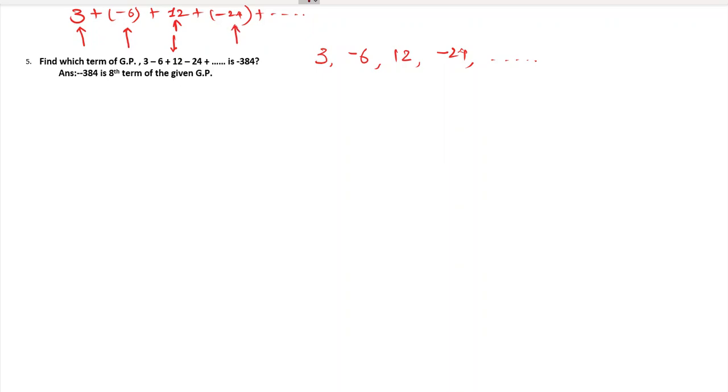3, minus 6, then 12, then minus 24, and so on. So find which term of the GP is minus 384. Let's first write what is the common ratio and the first term. First term is 3. Common ratio is A2 by A1, minus 6 by 3, which is minus 2. Common ratio is minus 2. First term is 3.